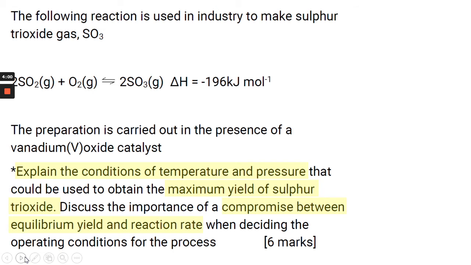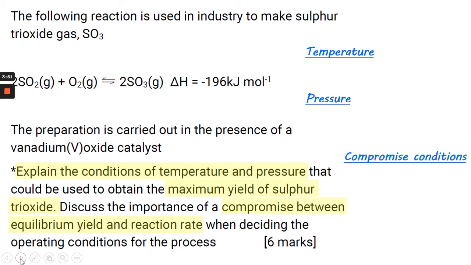So let's think about the subtitles we might want to use for our answer. We've got temperature and pressure in there, obviously, and then we've got the compromise conditions aspect at the bottom. Now, they do tell you that it's carried out in the presence of the vanadium 5-oxide catalyst, but it doesn't say anywhere in the question to discuss that. And when they're talking about compromise between equilibrium yield and reaction rate, they're very specific about what they want you to talk about. It's the yield and the rate, not necessarily things like safety or danger with the high pressure.